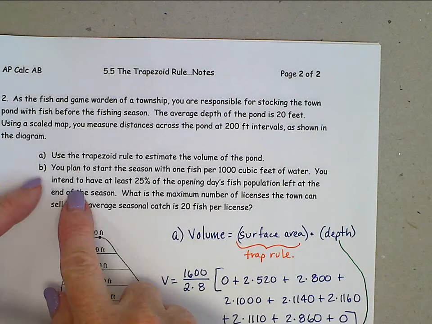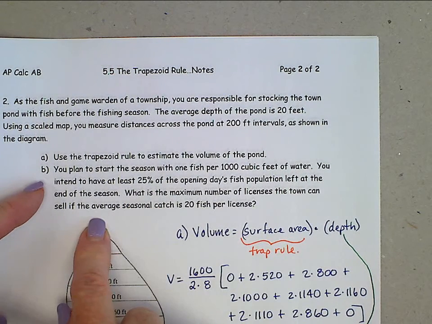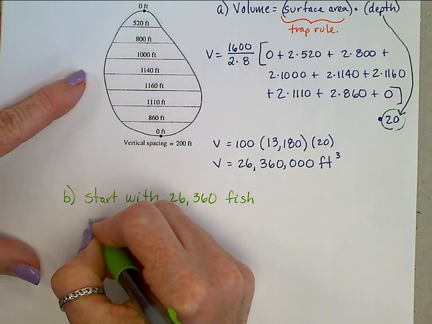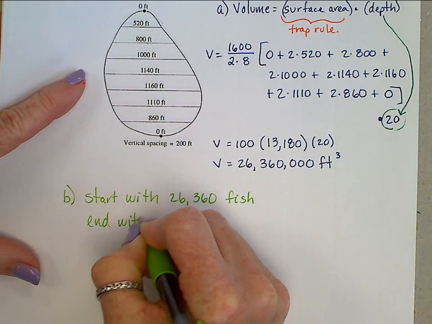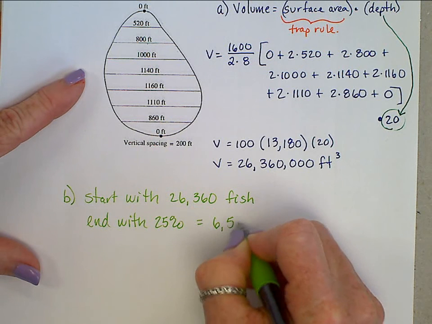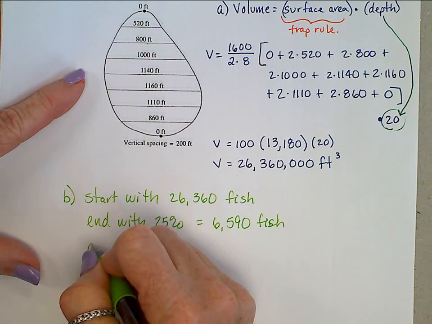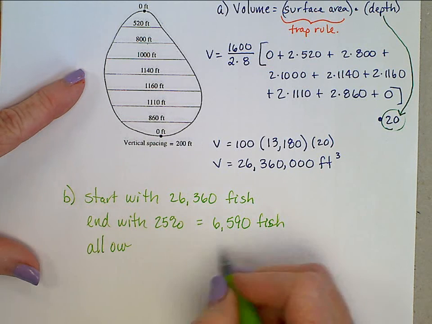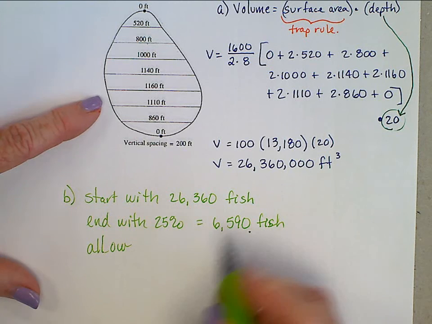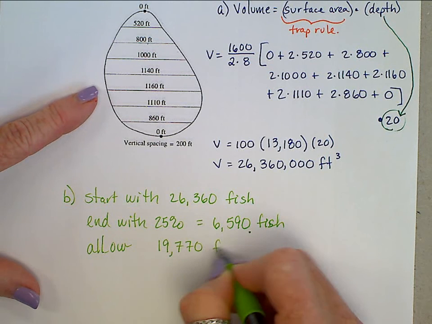You intend to have at least 25% of the opening day's fish population left at the end of the season. So 25% of 26,360, that's going to end with 6,590 fish, which means that you want to allow 26,360 minus the 6,590, which is 19,770 fish to be caught.